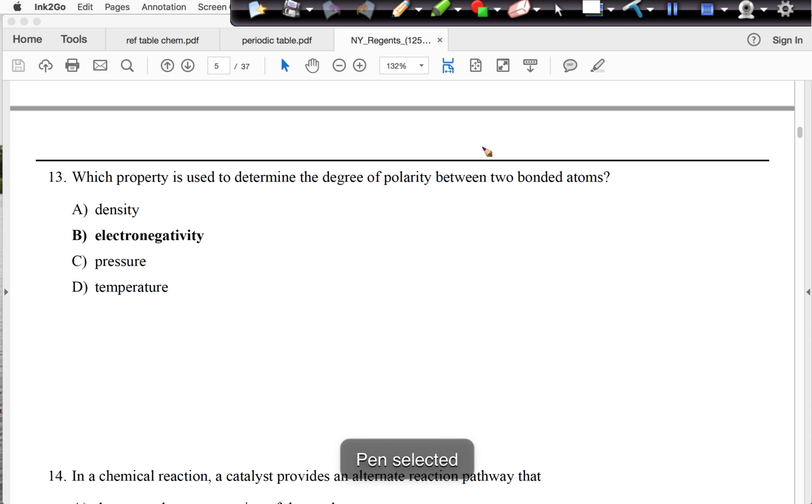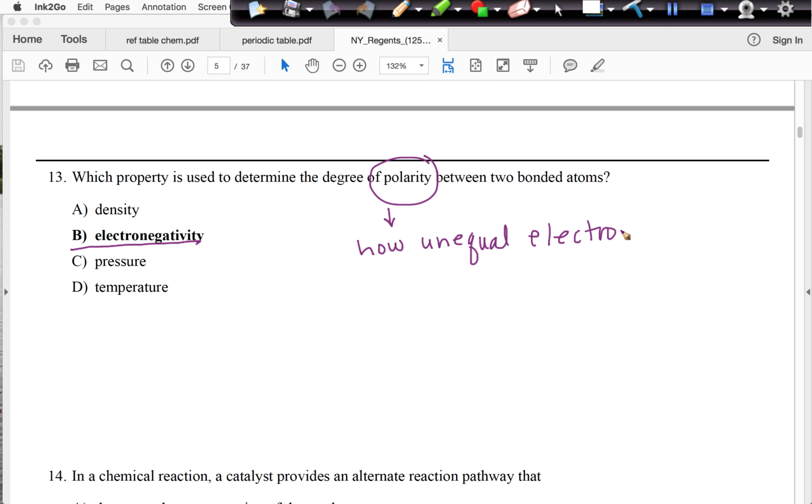For number 13, if we said that 2 atoms with the same electronegativity have a nonpolar bond, the more difference there is between the electronegativity, the more polar the bond. So bond polarity is how unequal are the electrons shared. The more difference there is in electronegativity when you subtract, the more polar the bond is. The less difference there is between the 2 electronegativities, the less polar the bond is.